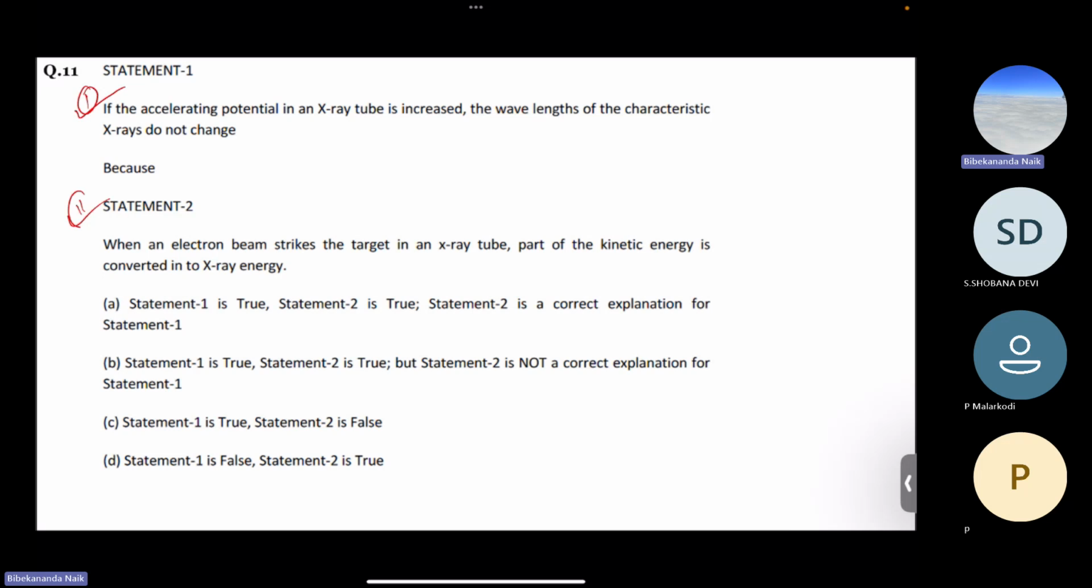So if you talk about the correctness of the two statements, statement 1 says if the accelerating potential in an X-ray tube is increased, the wavelengths of the characteristic X-ray do not change. So can anyone tell me whether statement 1 is correct or not, or true or not?